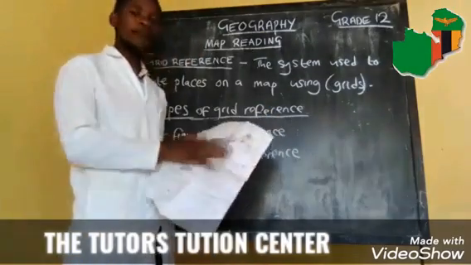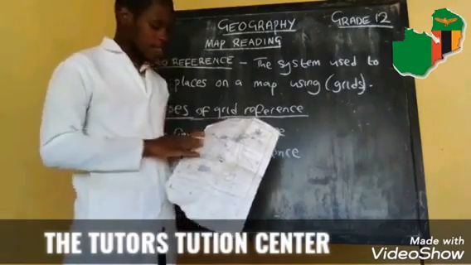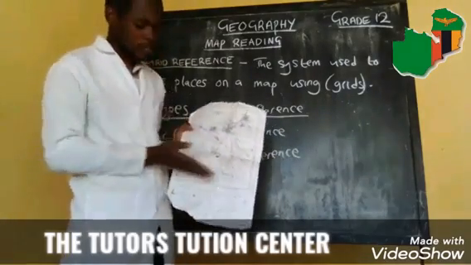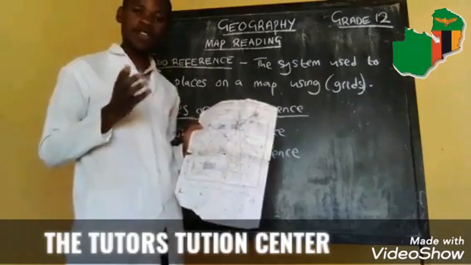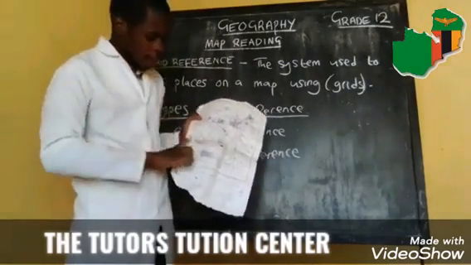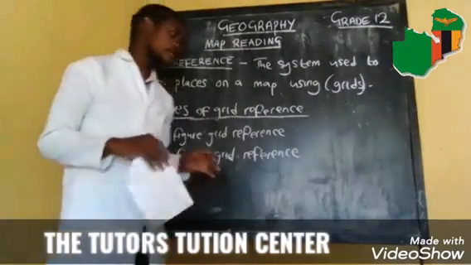On this map reading, there are two kinds of lines that make up grids. There are those lines that we call northings. The northings are these lines that increase going to the north. Then eastings are these lines that increase going to the east.